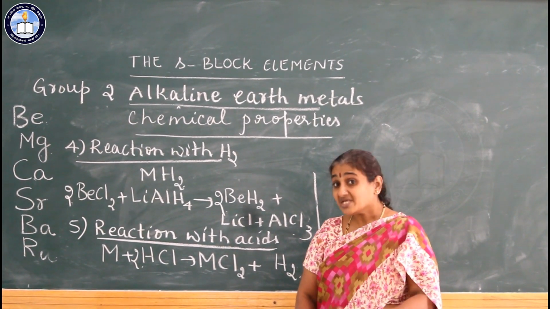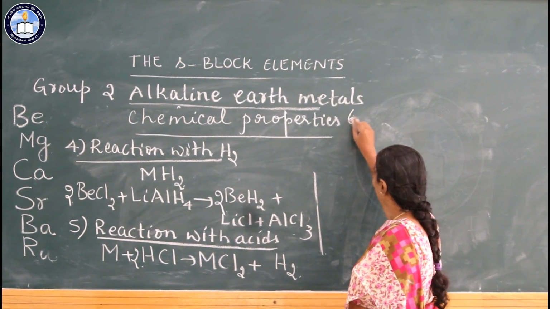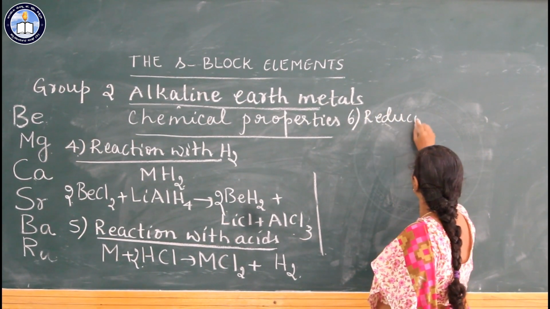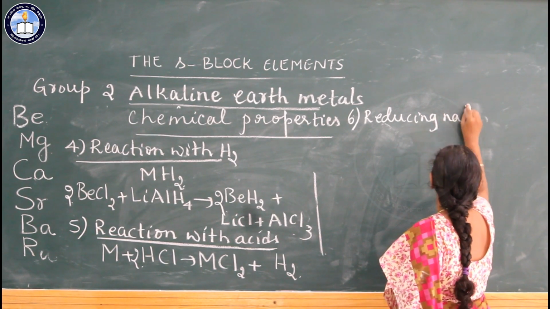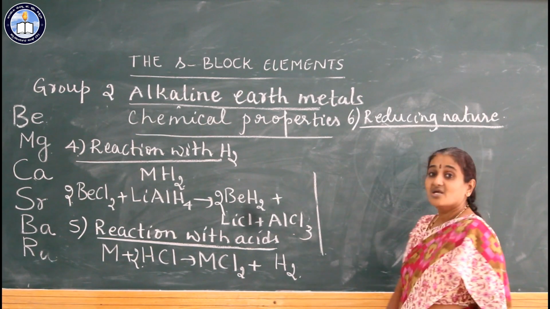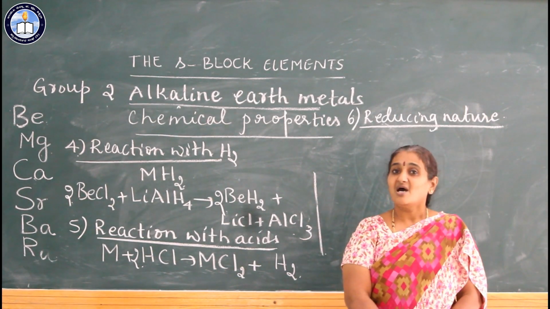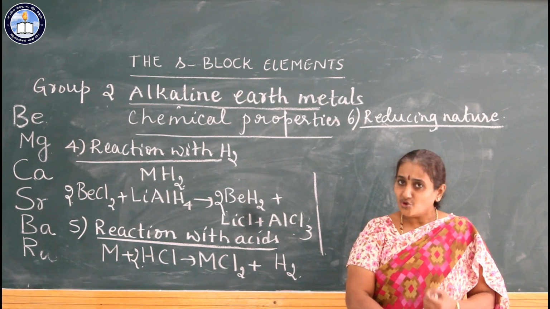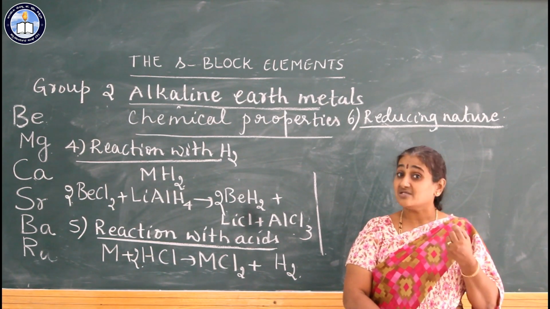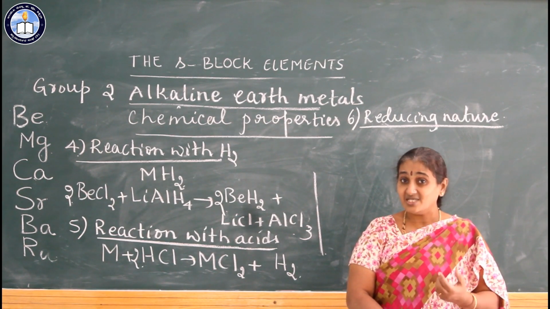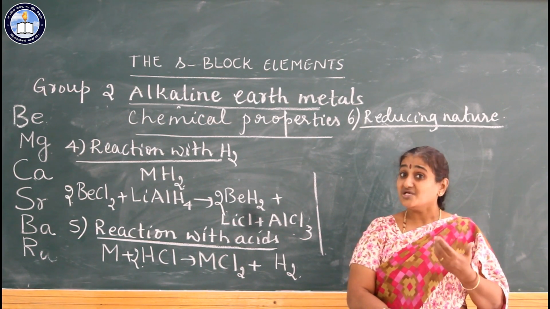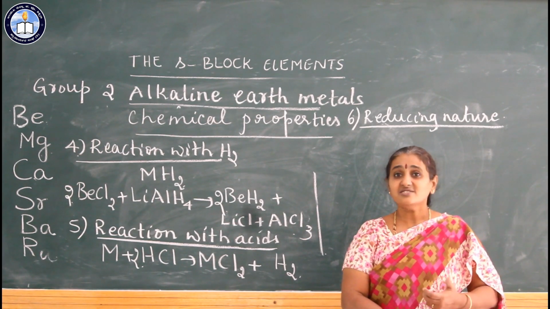The sixth chemical property of the alkaline earth metals, reducing nature. Alkaline earth metals have low standard electrode potential, indicating that they can go for oxidation easily and that they are highly reducing agents. So the reducing character increases down the group.